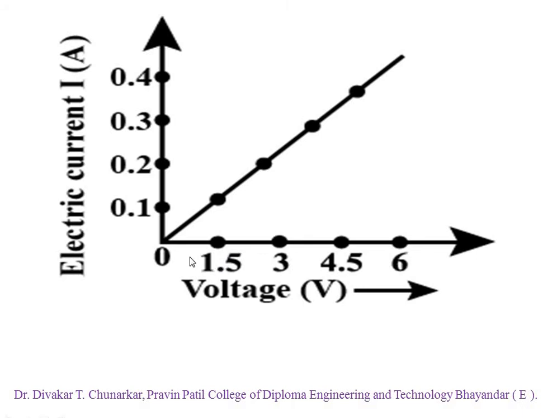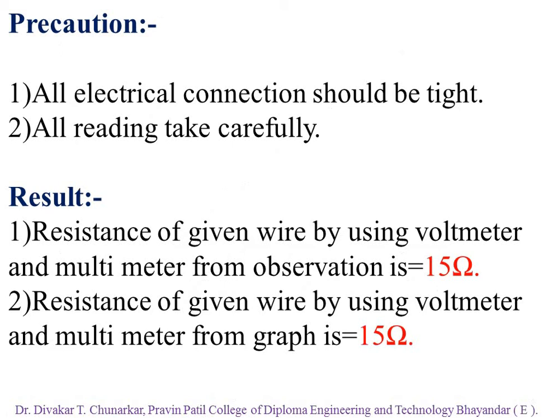So 1.5 and this is 0.1. For the slope, we take x1, x2, y1, y2. So x2 minus x1 is 3 minus 1.5, which is 1.5, upon y2 minus y1. So 1.5 upon 0.1, we get the slope 15 ohm. So the resistance from the graph is 15 ohm. This is our answer.